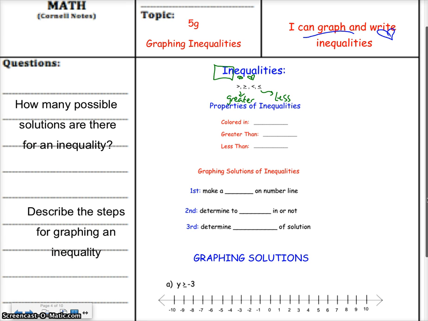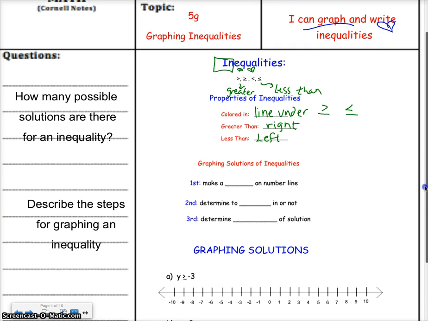Some kids get confused with which way greater than or less than is. So if the circle's going to be colored in, there's a line under the symbol. Colored in would be like this: greater than or equal to, and then the other one, less than or equal to. Greater than goes to the right because you get bigger, and less than goes to the left because you get smaller.